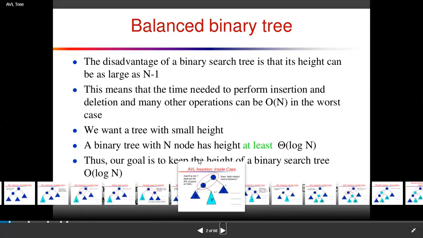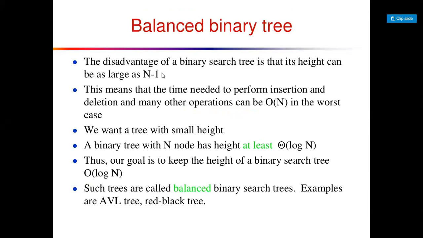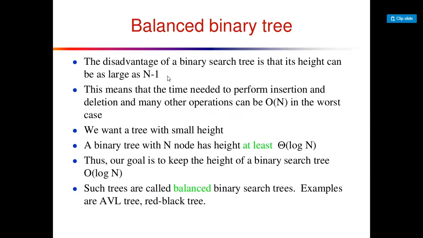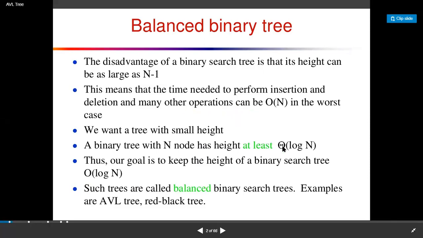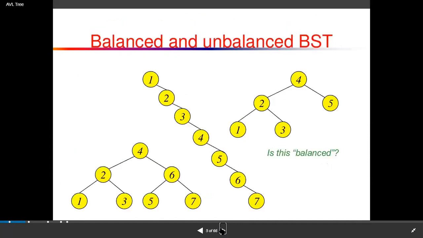So basically it is a balanced binary tree. We know that the disadvantage of a binary search tree is that its height can be as large as n minus 1. So the time complexity of a binary search tree is log of n, that we have seen previously. So now we'll focus on an example so that you can understand. Just concentrate on this example.